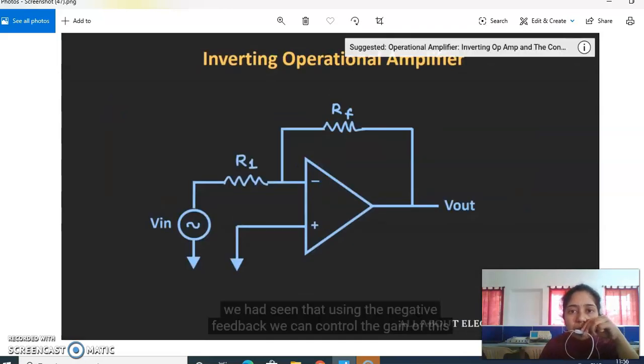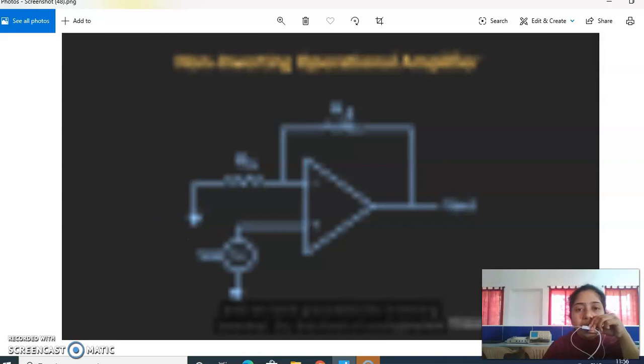And next, in the last video we discussed the inverting operational amplifier. In the case of the inverting operational amplifier, the input is applied at the negative terminal of the op-amp and the positive terminal is connected to ground, and we have two resistors, the feedback resistor RF and the input resistance R1. Here some fraction of the output is fed back to the input with the help of the feedback resistor.